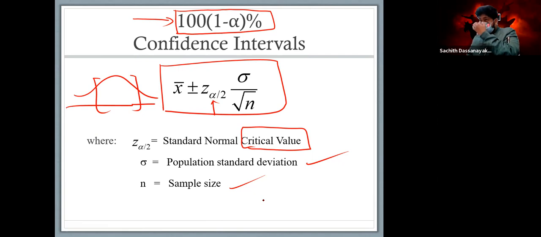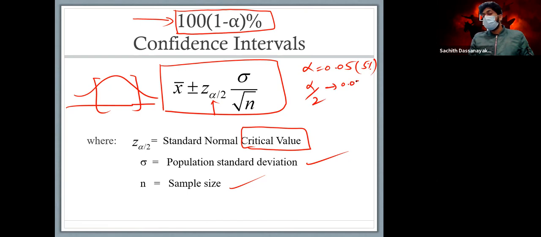We call this two-sided. In the question you will be given alpha. Okay, clear? So if you are given alpha like 0.05 or 5%, what you have to do is get alpha over 2, which means 0.025.